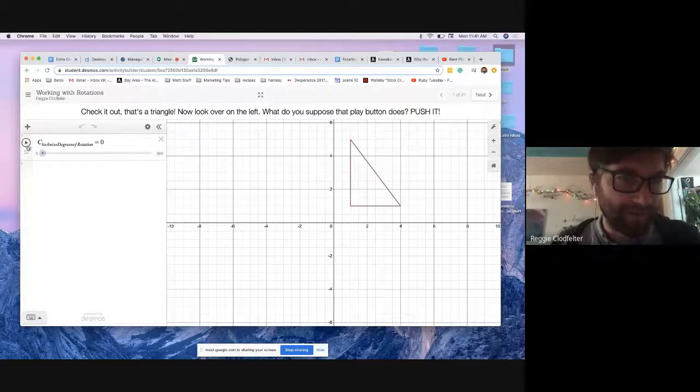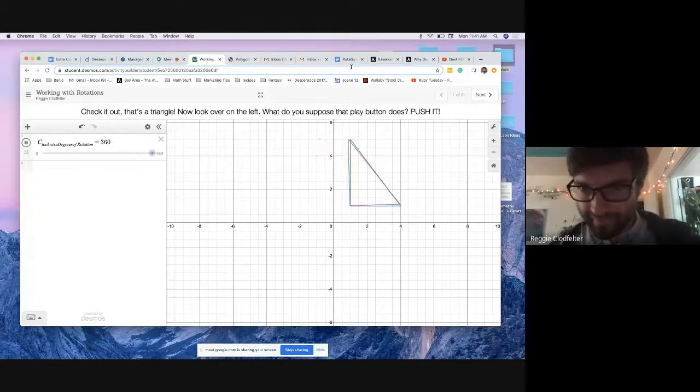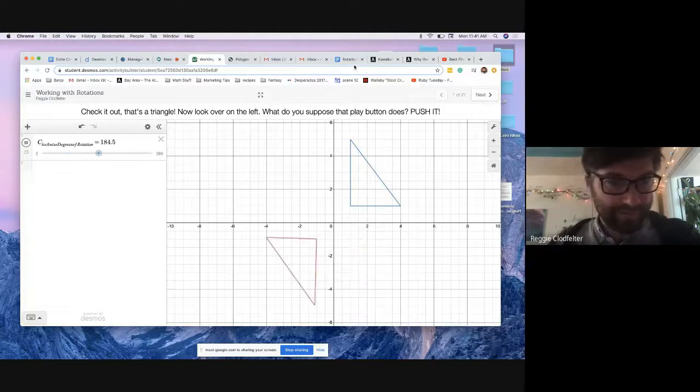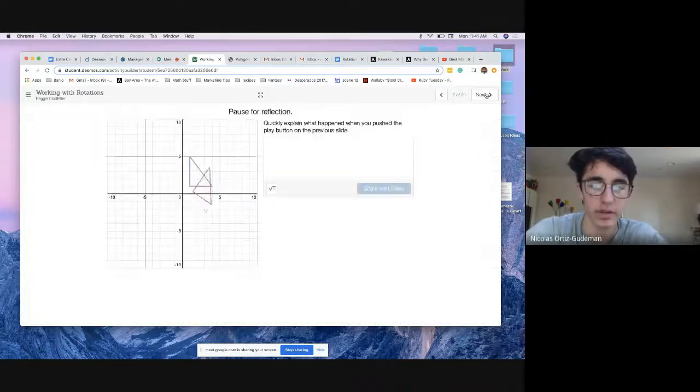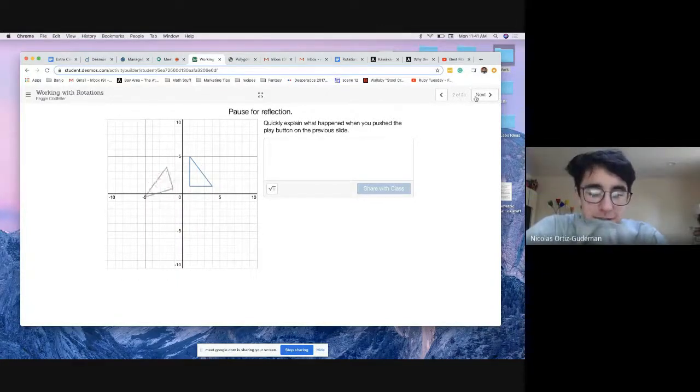All right, I haven't done these in a few days, so let's do them again. Is it called the point of origin? What's it called? The center of rotation. Center of rotation.